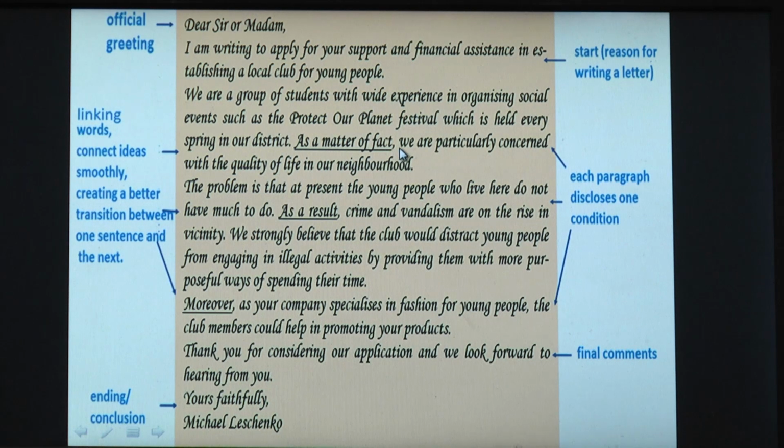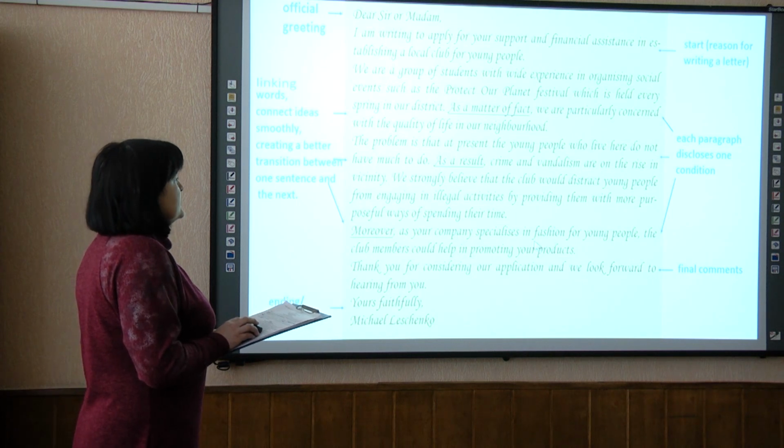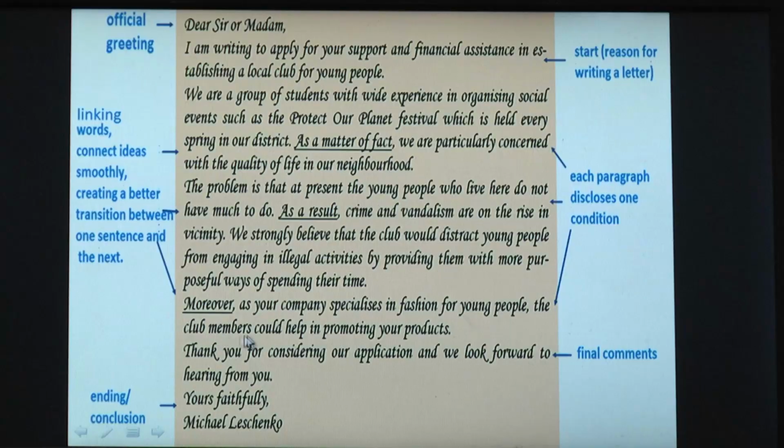As a matter of fact, we are particularly concerned with the quality of life in our neighborhood. The problem is that at present, the young people who live here do not have much to do. As a result, crime and vandalism are on the rise in the vicinity. We strongly believe that the club would distract young people from engaging in illegal activities by providing them with more purposeful ways of spending their time. Moreover, as your company specializes in fashion for young people, the club members could help in promoting your products.